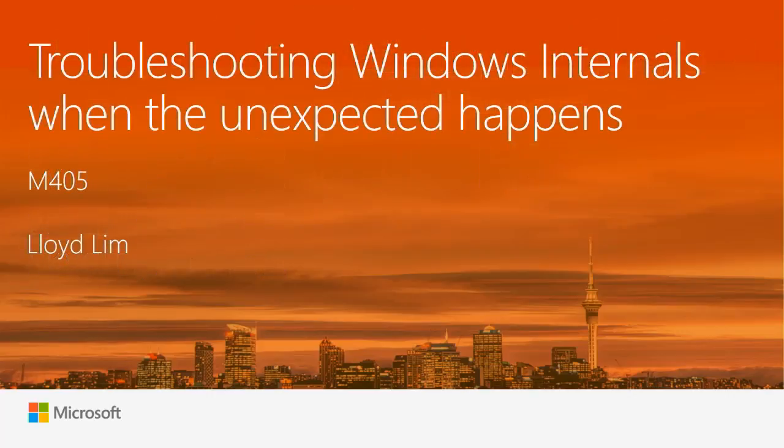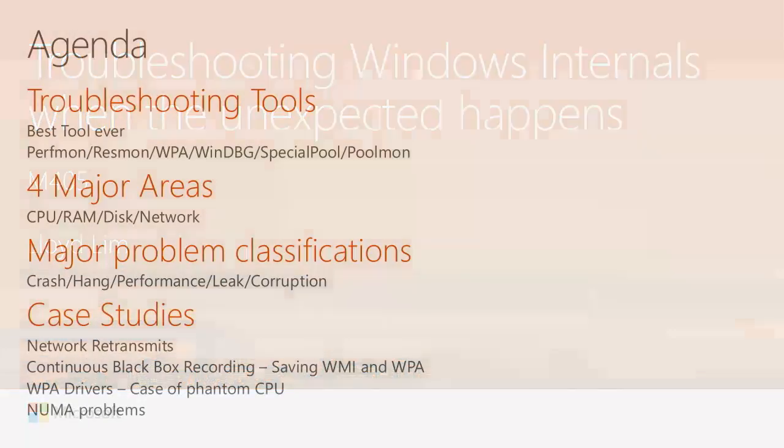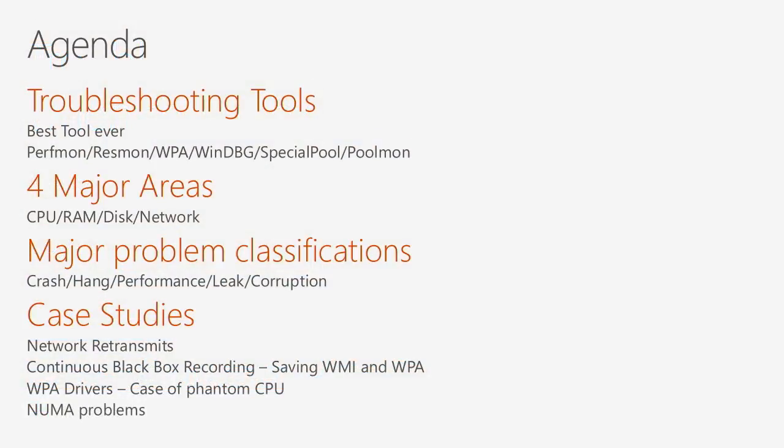So this session today is on troubleshooting Windows internals when something goes wrong. Let's start off. Basically, we'll talk about the various things that can go wrong. What are the various troubleshooting tools that you get? I'd like to highlight that every tool I'm going to talk about here is freely available and downloadable from Microsoft or from somebody who's actually written some stuff.